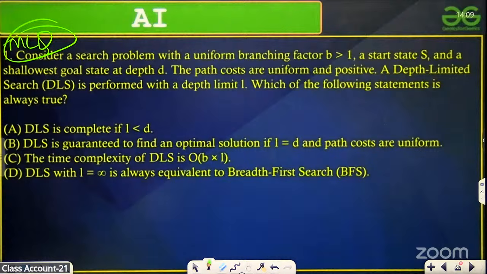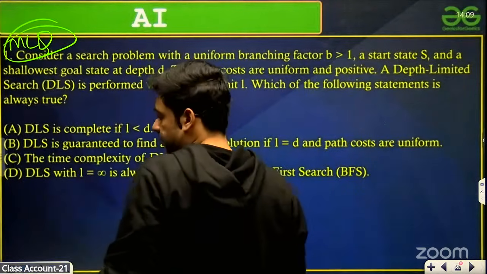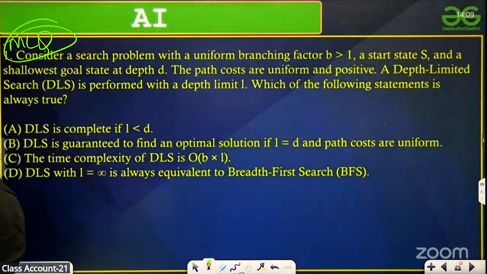Yes, in GATE MSQ questions, definitely, we can have all four options correct. So MSQs are very risky. They are seriously very risky to solve. So we can have all the options correct in an MSQ.